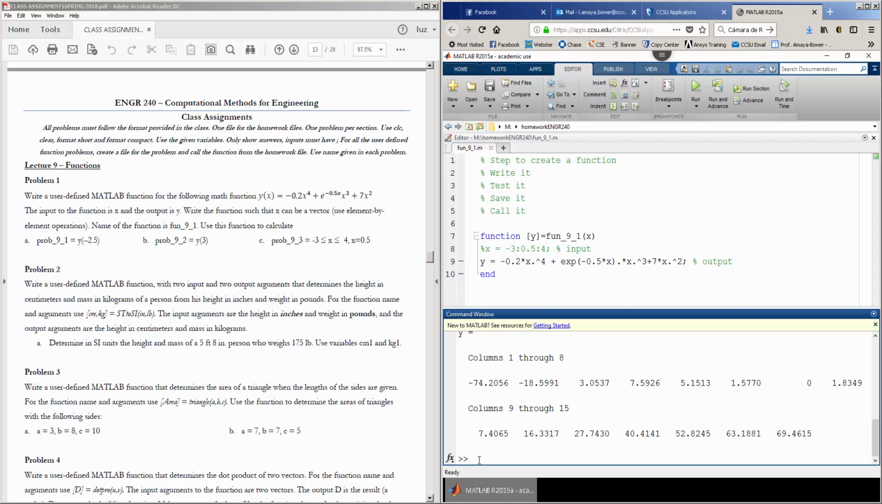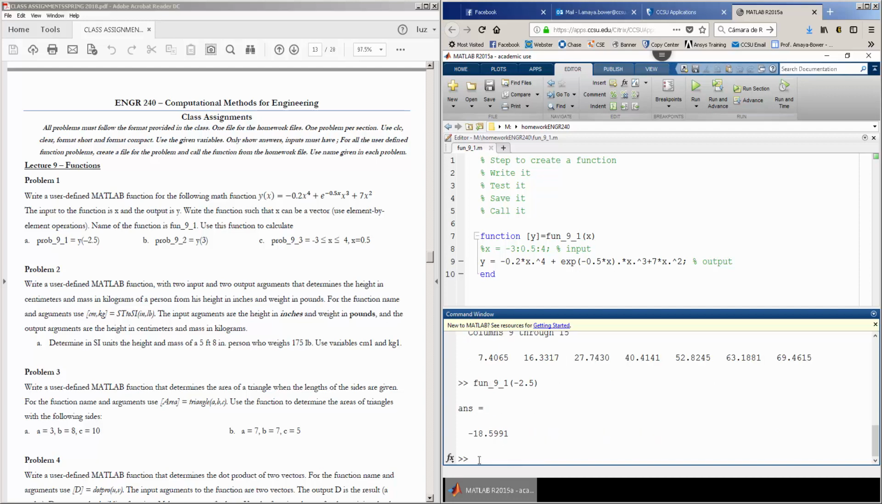How do we call it? As I said, simply go to the command window and simply say fun, the name of the function, and then open parentheses. If the function shows up, it means that it's properly saved and you could call it. Now you could enter negative 2.5 and it works.